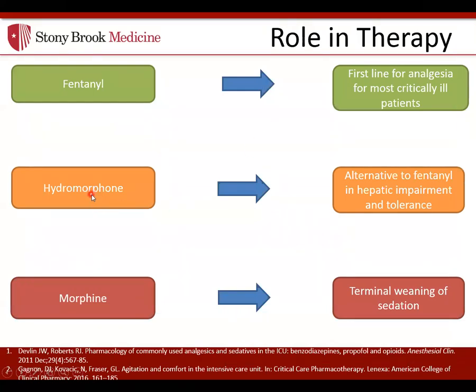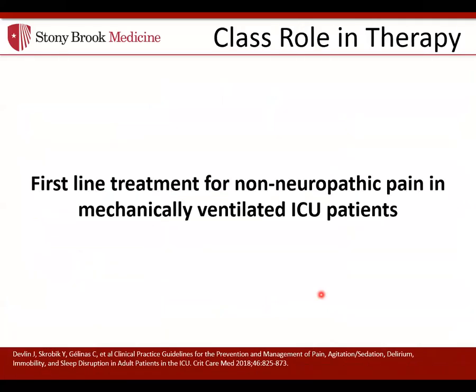All right, so to summarize what we discussed in this section, fentanyl is first line for analgesia in most critically ill patients. Hydromorphone is an alternative to fentanyl in patients with hepatic impairment and tolerance issues. And morphine really is used for air hunger and typically reserved for terminal weaning in the ICU to keep patients comfortable. Okay, so the class role is first-line treatment for non-neuropathic pain in mechanically ventilated ICU patients.